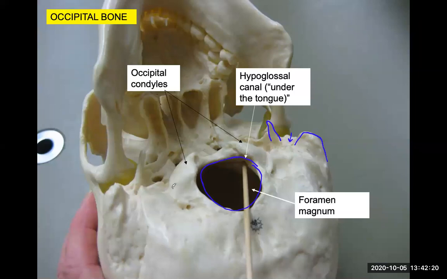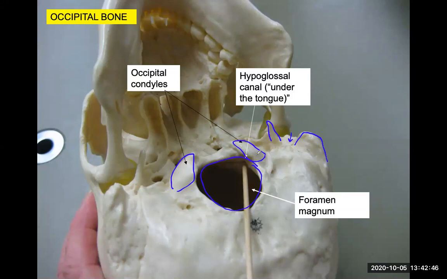You also have these two protrusions on your bone, one right here and one right here. They're identical to each other. This is the point of connection to the vertebral column, or the bony part of the skeletal system, basically. These are called the occipital condyles, and they connect to the vertebral bones as they come to form your vertebral column.